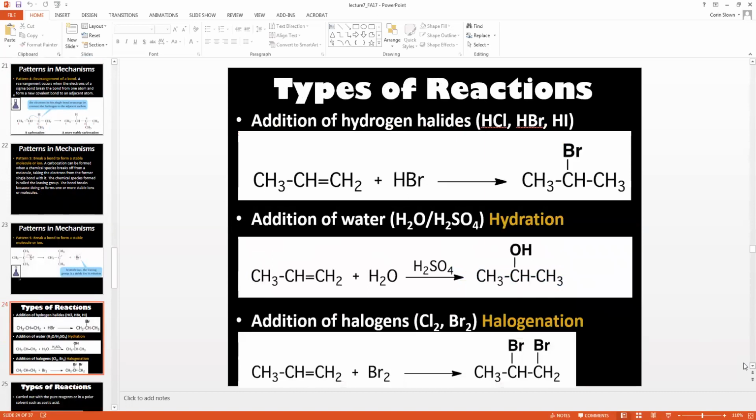So if we go back and we think about the reactions that I first introduced at the beginning of lecture, we have the addition of hydrogen halides, we have the addition of water, and we have the addition of halogens. So let's think about how we can use our patterns to be able to draw a mechanism for each of these reactions. Take a moment, pause, take your time to draw out and try and make sense of both the reaction mechanism and the patterns that you can observe.